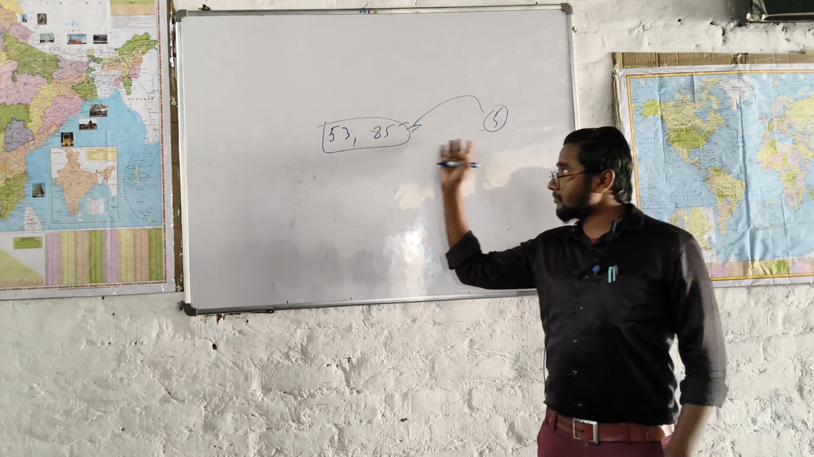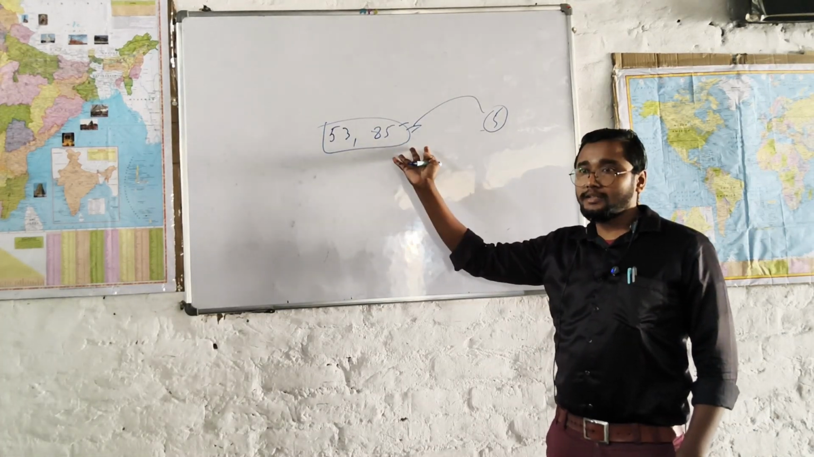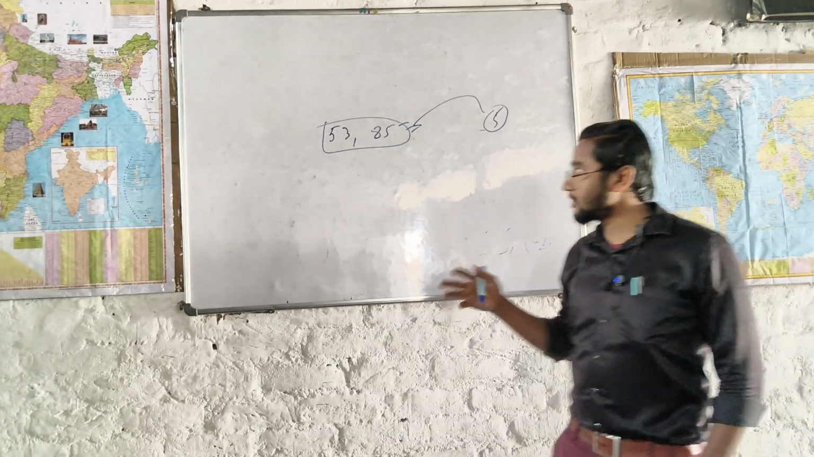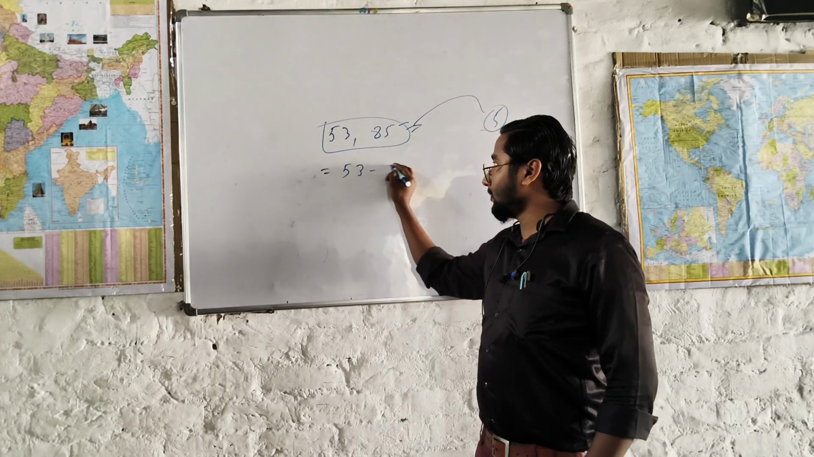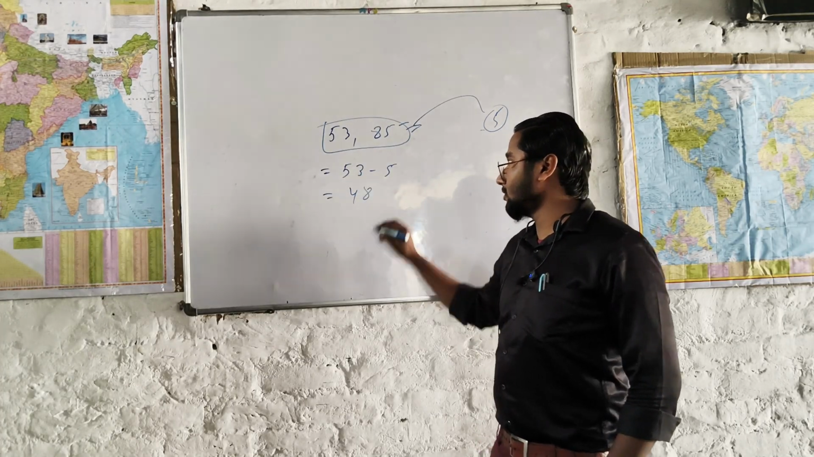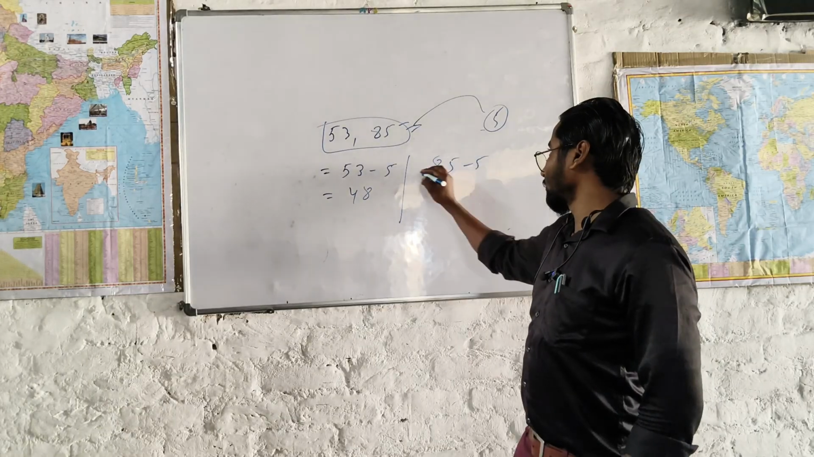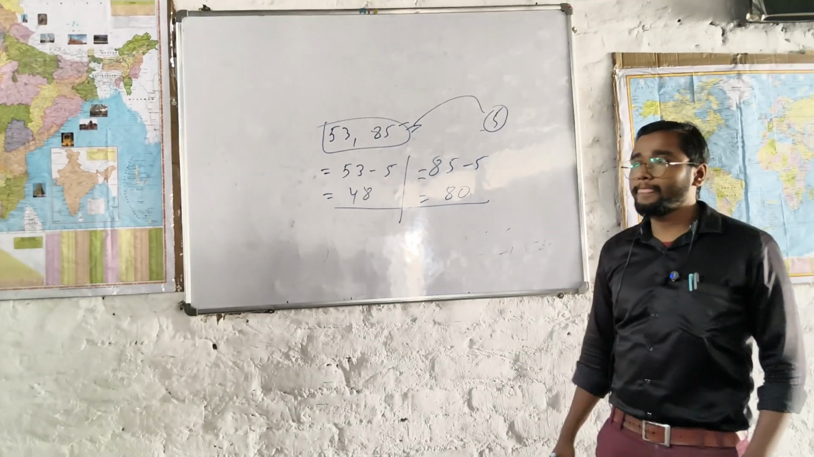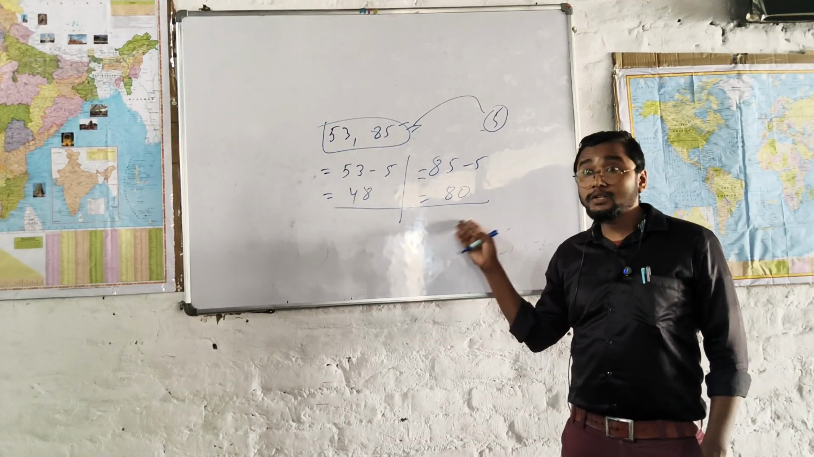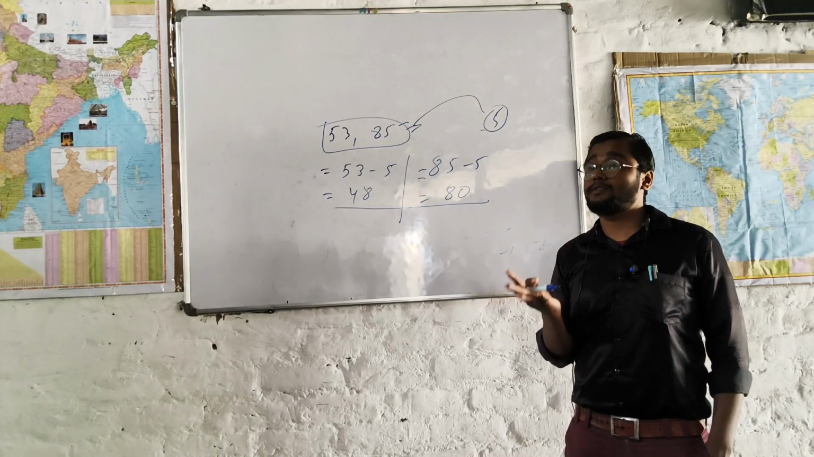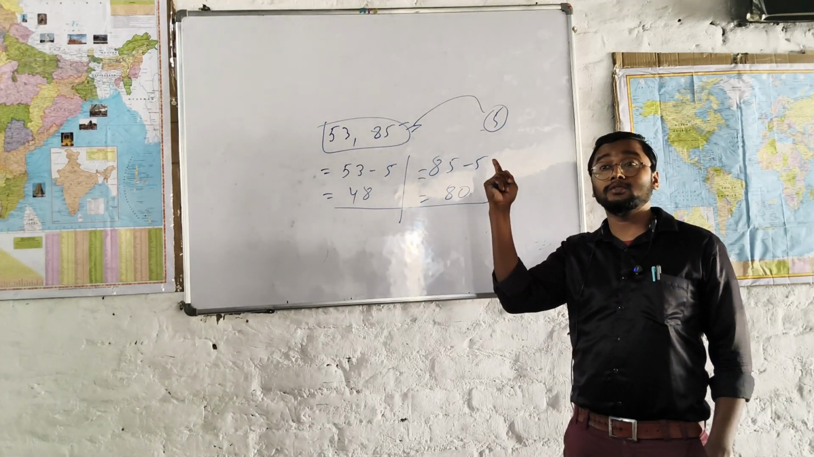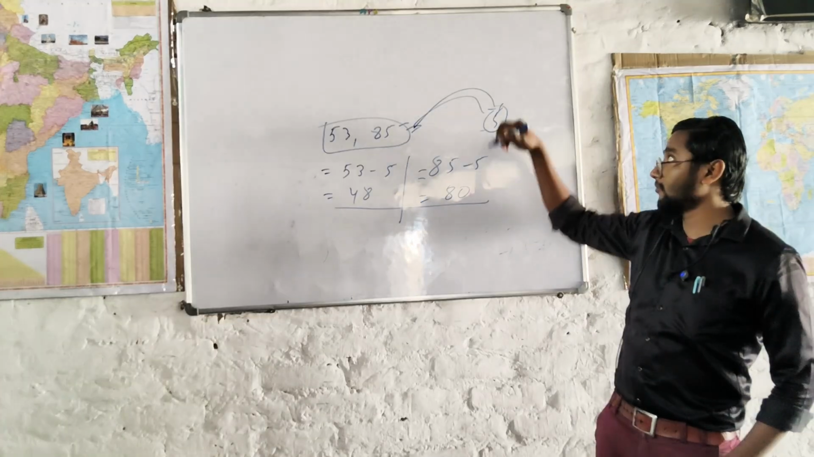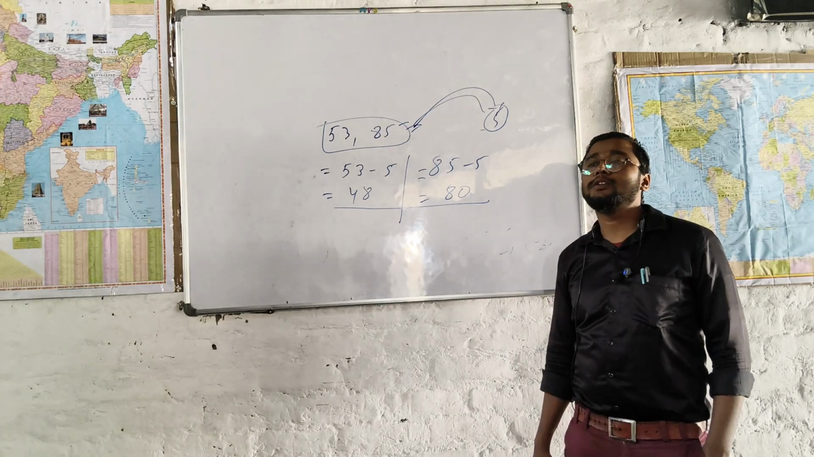So now, here you will say, sir, 53 and 85. You will say, sir, it's very easy. 53 minus 5, you will get what? The two numbers we are getting will help us to find out the greatest number that will divide 53 and 85, giving the remainder 5. I hope you understood that.